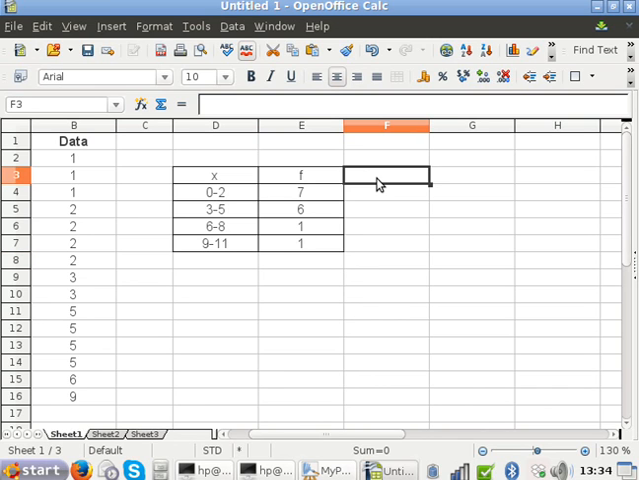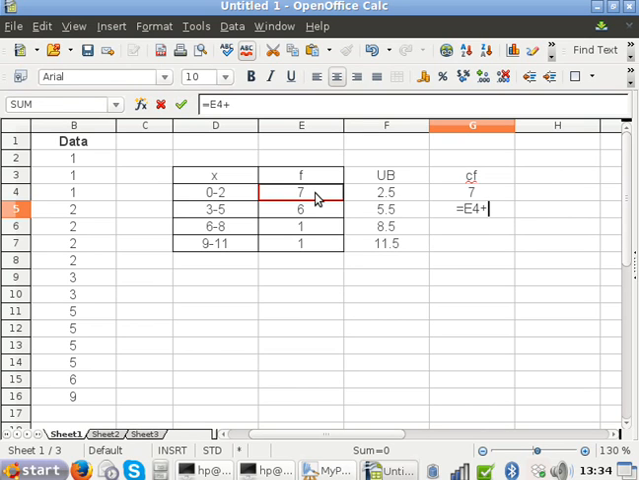Now, next we need our upper bound. So what's the upper bound on the first class? 2.5. Next one? Yep. 11.5. And here's my cumulative frequency. So here it is 7, and here it's 7 plus 6, and here it is 7 plus 6 plus 1, and here it is 7 plus 6 plus 1 plus 1.